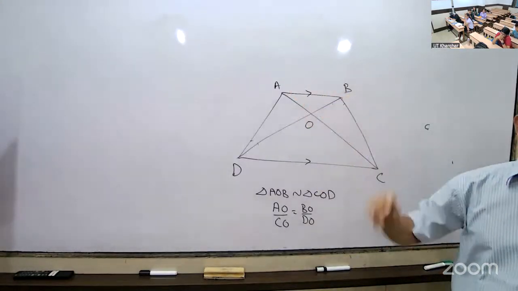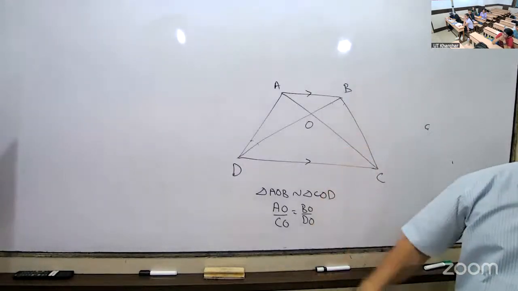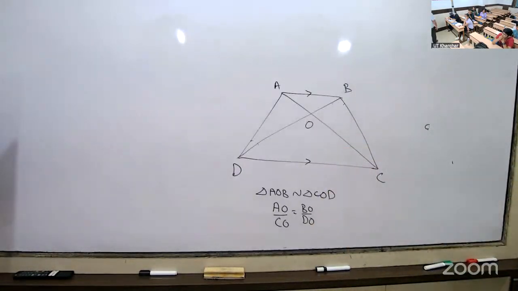Then, can you prove triangle ABO and triangle CBO similar? ABO and CBO. Have you seen ABO?